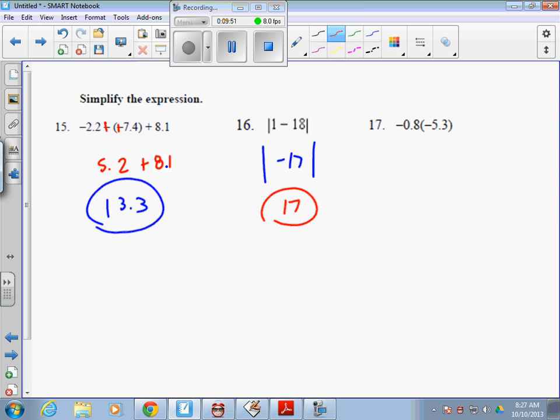Negative 0.8 times negative 5.3. A negative times a negative, we know is going to come out to be a positive. 8 times 3 is 24. When you carry your 2, 8 times 5 is 40 plus 2, so it's 42. So we have the number 424, but we have to move that decimal over. We have to move it from here one time to get to that one, and from here another time to get to that one. So we have to move it 2 times. So if the decimal starts here, you move it once, and then you move it twice, so your new number is 4.24.